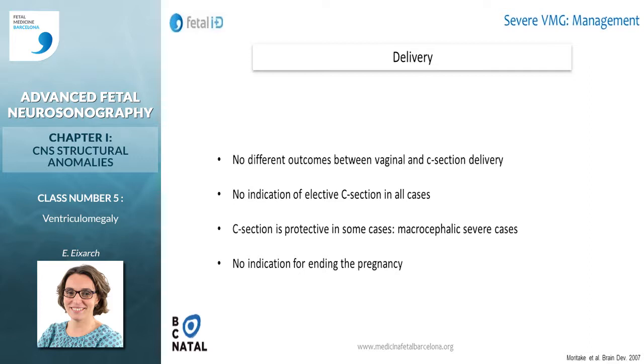Regarding the delivery, when comparing C-section with vaginal delivery, there were no differences. There is no indication of elective C-section in all cases, and the C-section will be protective in cases of macrocephalic fetuses, with a head circumference of more than 2 standard deviations, and there are no indications of ending the pregnancy earlier. But we have to have in mind that every case has its particularities, and it should always be discussed in a committee.